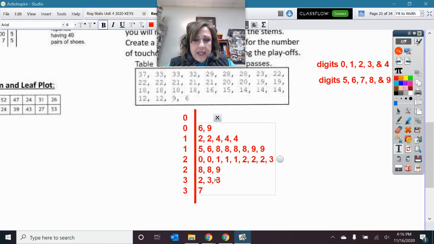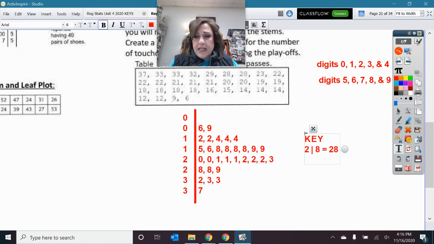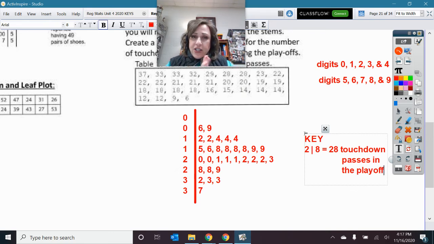Okay, so see how I did all the spacing the same so that they line up? Don't forget your key. So here comes the key. I'm just going to pick one of them. Let's do 2 and then your line and then the 8. And that equals 28 touchdown passes in the playoffs. All right, so there you go. That is how to turn a stem and leaf plot into a split stem.